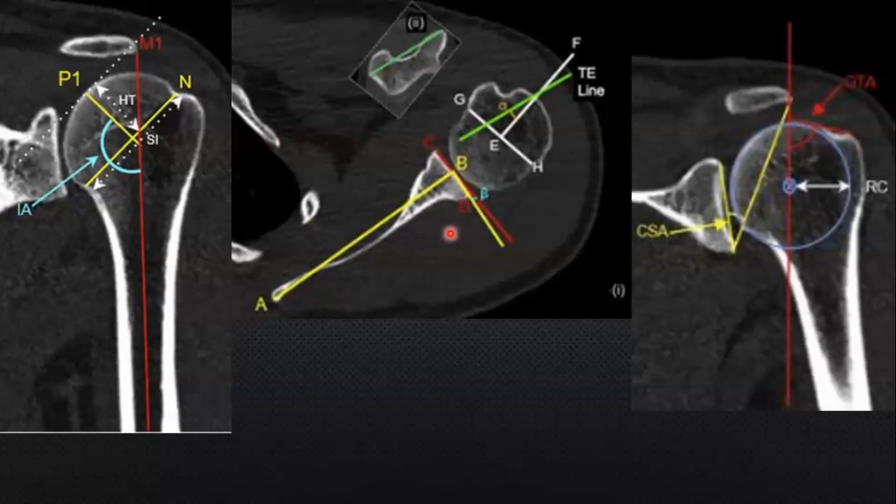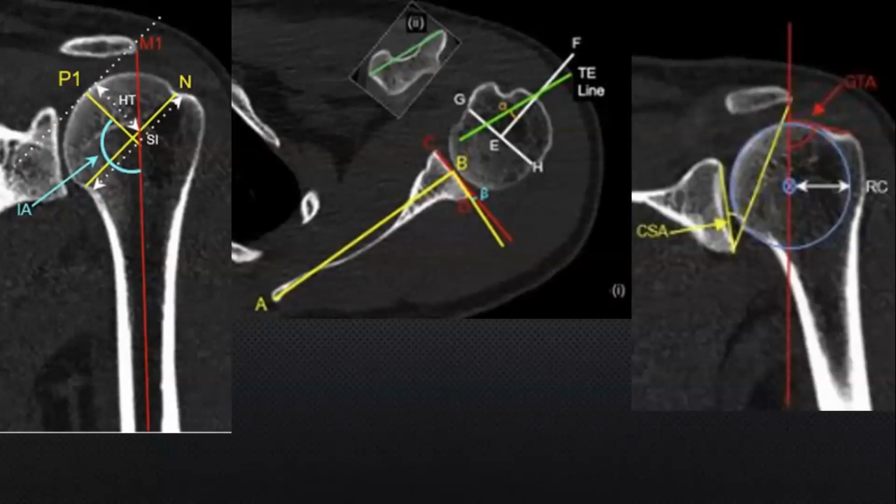Some of them, in the left figure, you can see the HT, which is the humeral thickness, the thickness between the anatomical neck and the parallel tangent drawn towards the tip of the humerus. That's this white dotted line. Then you have the inclination angle, which is defined as the angle between the head axis P1 and the proximal humerus shaft axis, which is also the blue angle that you can see here, the neck shaft angle almost. That is found to be normally around 135.